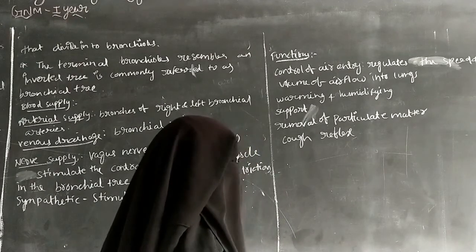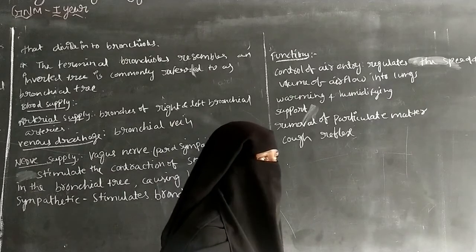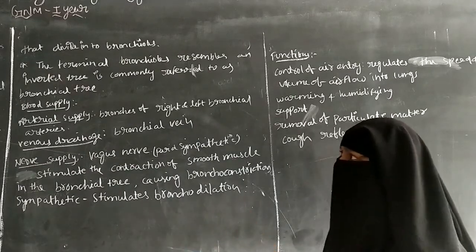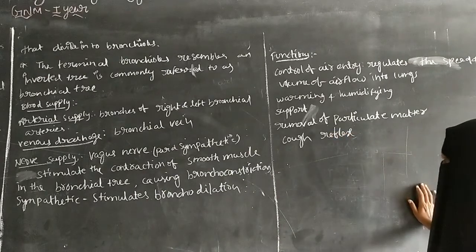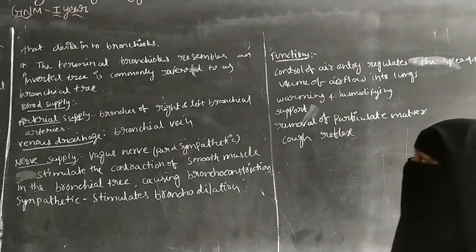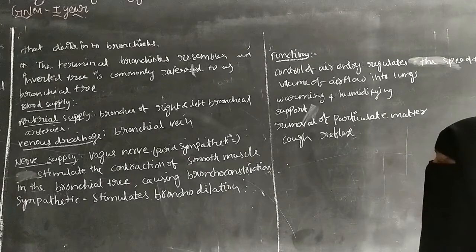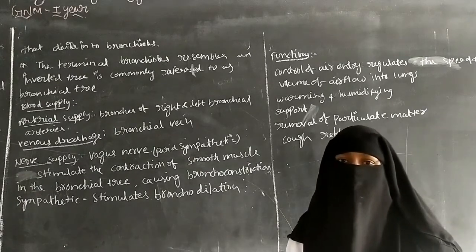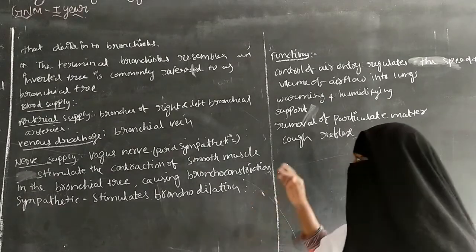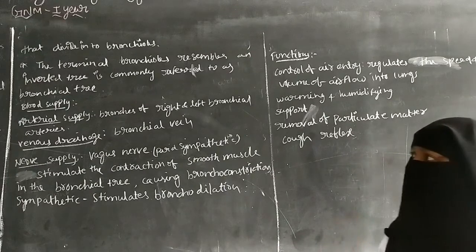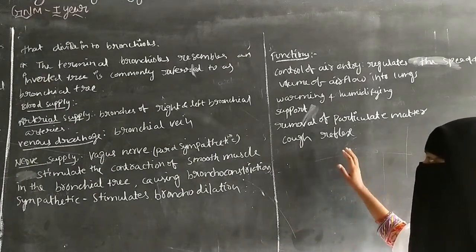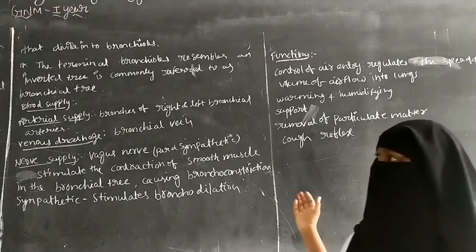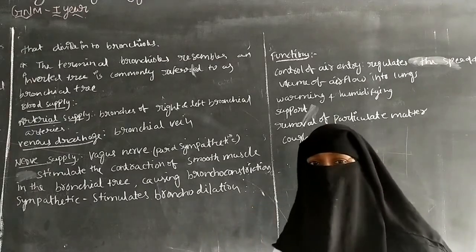Next one is support. It supports the respiratory system. Next one is removal of particulate matter. By this there is a removal of excessive foreign materials. The bronchi and the bronchioles remove the foreign materials which are present in the air.